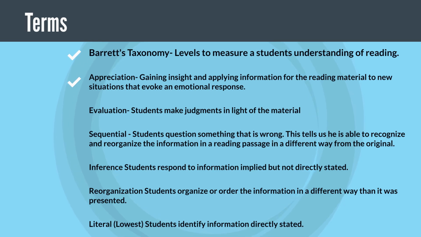Barrett's taxonomy, levels to measure a student's understanding of reading. Appreciation, gaining insight and applying information from the reading material to new situations that evoke an emotional response. Evaluation, students make judgments in light of the material. Sequential, students question something that is wrong. This tells us he is able to recognize and reorganize the information in a reading passage in a different way from the original. Inference, students respond to information implied but not directly stated. Reorganization, students organize or order the information in a different way than it was presented. Literal, lowest, students identify information directly stated.